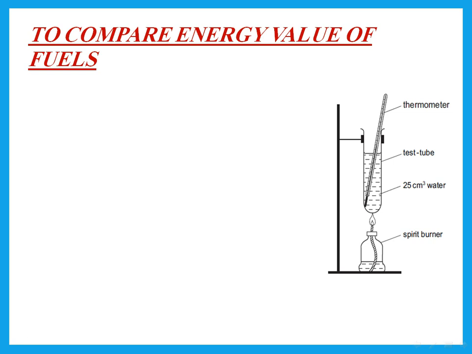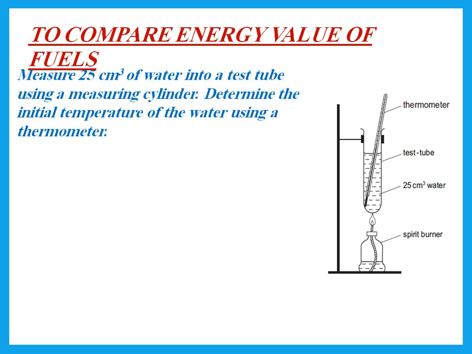What if we have 2 types of fuel and I want to compare the energy value of the fuel? So sometimes he says I have methanol and ethanol and I want to know which one is a better fuel. So what do we do? We measure a specific amount of water into a test tube using a measuring cylinder. So I'm putting in that test tube, for example, 25 centimeter cubed of water. It doesn't have to be exact, so I can use a measuring cylinder.